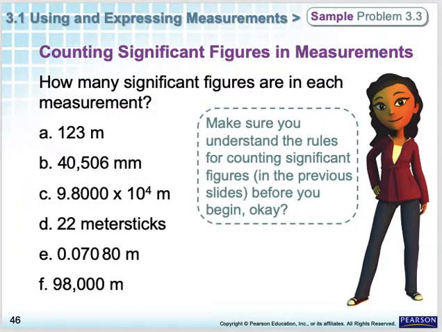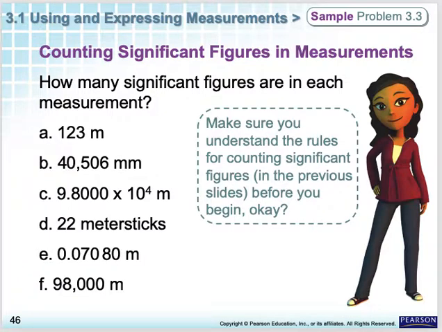Counting significant figures. So, how many significant figures are in each of these measurements? Go ahead and pause this video and write your answers down, and I'm going to go over them very quickly. I'm not going to spend a lot of time on this because you will have lots of questions in class.